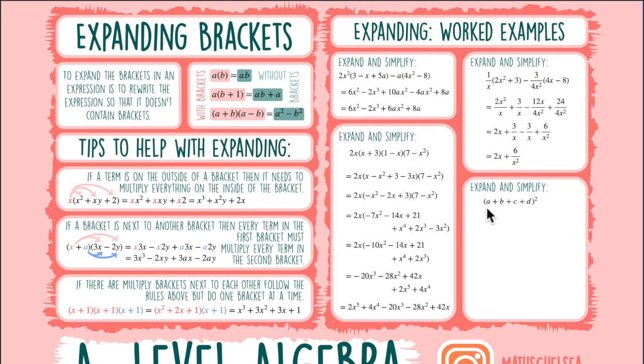Right, last one. A plus b plus c plus d squared. First thing to do, we get rid of this square and just write out two brackets. And then the next thing is to expand these brackets. Again, I think at this stage you should really use lines like this.